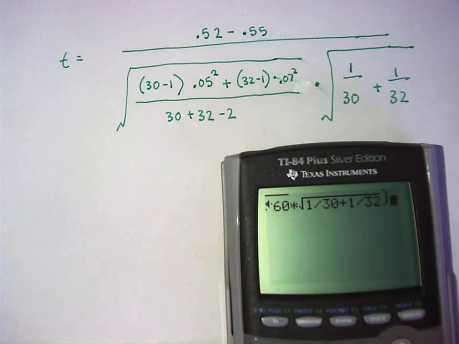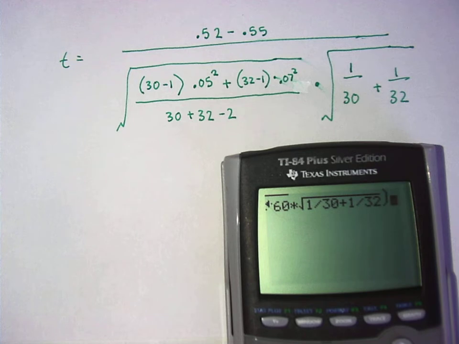Before you hit enter, it's probably a good idea for me to go through this one more time. I'm not going to type it all again. I'm just going to go through it so you can see if your calculator matches mine. Ready? Parentheses, 0.52 minus 0.55 divided by, parentheses, square root, another parentheses, 29 times 0.05 squared plus 31 times 0.07 squared, parentheses, divided by 60. And then the square root stops, times the square root of 1 over 30 plus 1 over 32, and then a parenthesis on the outside there.